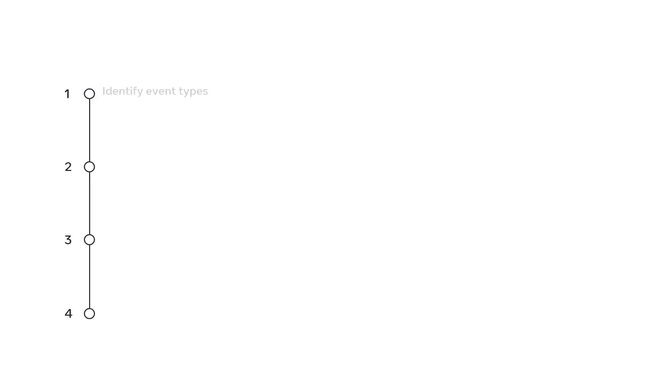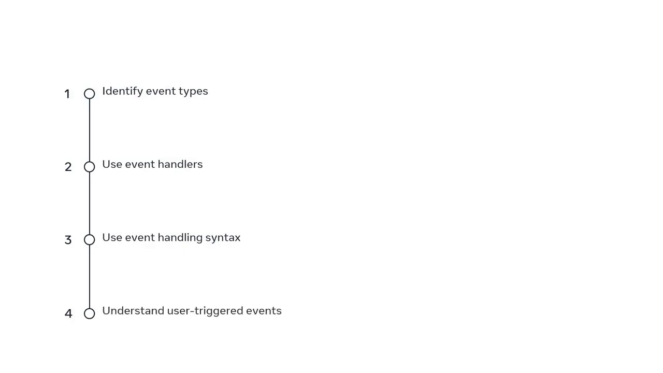Next, you began the second module, which was focused on the roles of data and state in React. In the first lesson of this module, you learned about dynamic events and how to handle them. You can now identify the most common types of events. Use some common event handlers in your code. Use different types of syntax to write event handlers. And you demonstrated understanding of the concept of user-triggered events.